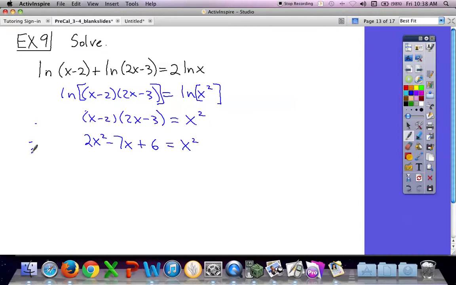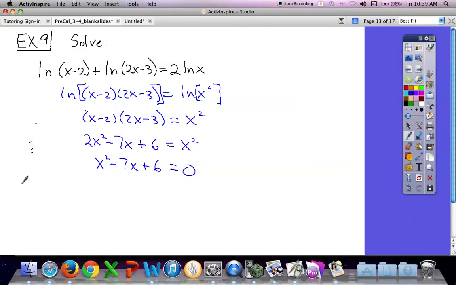Okay. Then what? Subtract the x squared. Remember, with most quadratics, when you solve them, you want to get everything on one side, 0 on the other. And from there, you can do anything: quadratic formula, factor, graph, all these things. So if I subtract the x squared, I get x squared minus 7x plus 6 equals 0.